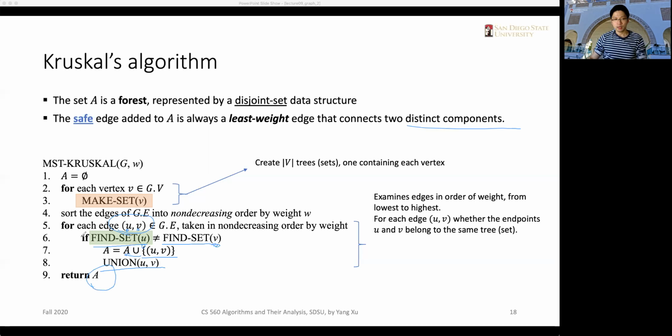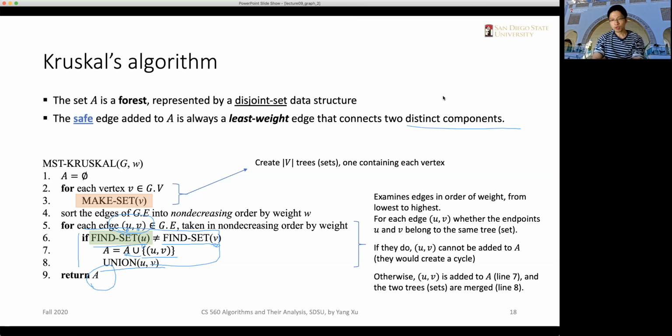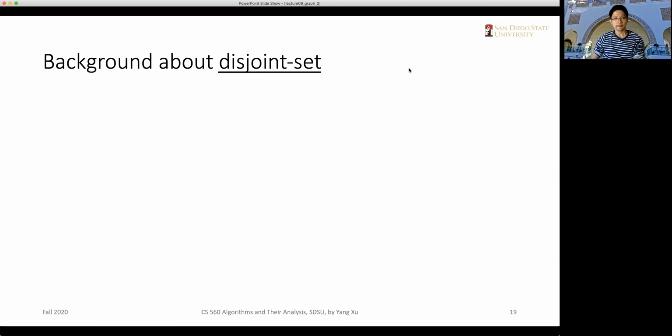In the second case of the if statement, if U and V are already in the same set, then we don't need to do anything because they are already in one tree of the forest. Okay. So I think it will be easier if we go through a concrete example here.